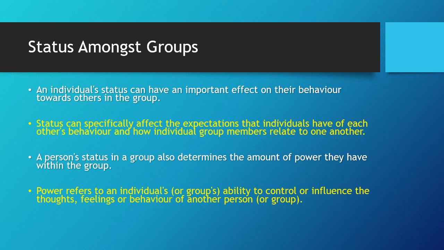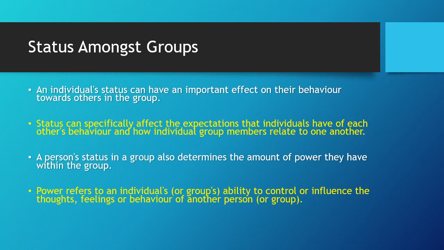So status amongst a group: an individual's status can have an important effect on their behaviour towards others in the group. If you're of a lower status, there is a good chance that you're not going to be able to influence the other members of the group. There's also a good chance that you are not going to be able to speak up as much as other people or affect change as much as others. So status can specifically affect expectations that individuals have of each other's behaviour and how individual group members relate to one another.